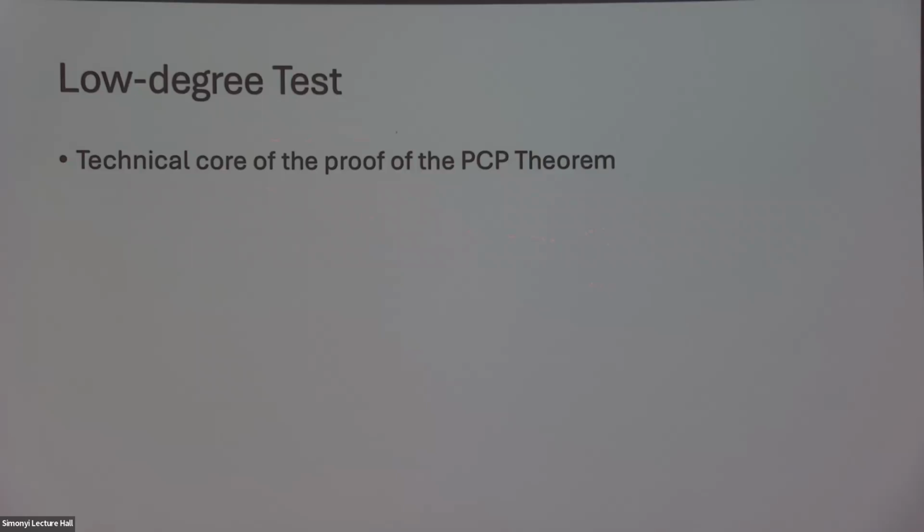Huh? There's also some check, yeah. Check. And this has a very long history. More or less, the history of the low degree test mirrors the history of the PCP theorem. And in fact, even prior to that, the proof of MIP equals NEXP and so on.